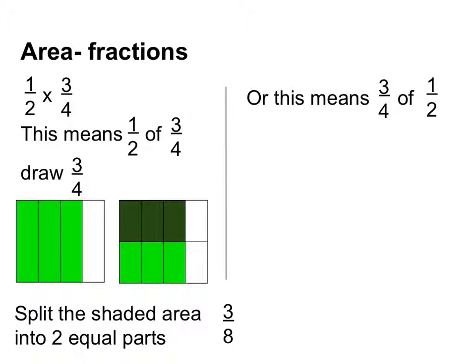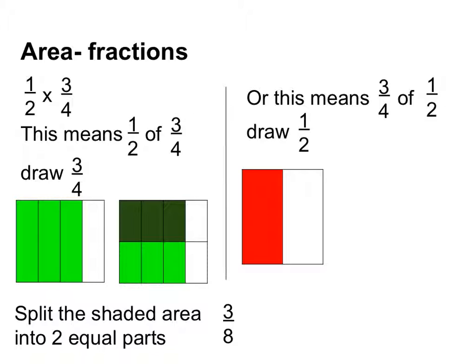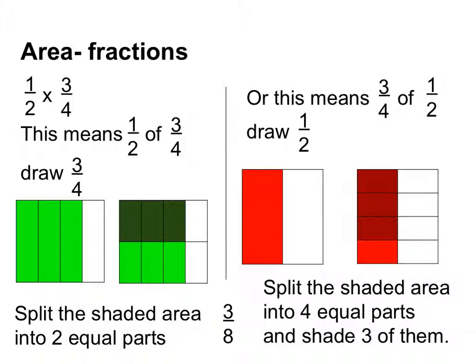And we can also think of this the other way. So a half times 3/4 could mean 3/4 of 1/2. So let's start with 1/2. So I drew 1/2. I drew a box, I cut it in half, and I shaded it red. Now, I want 3/4 of that shaded part. So I'm going to cut it into 4 equal parts and take 3 of them. Again, to describe my answer then, I have 1, 2, 3 parts. There are 1, 2, 3, 4, 5, 6, 7, 8 parts in the whole. So again, I have 3/8.